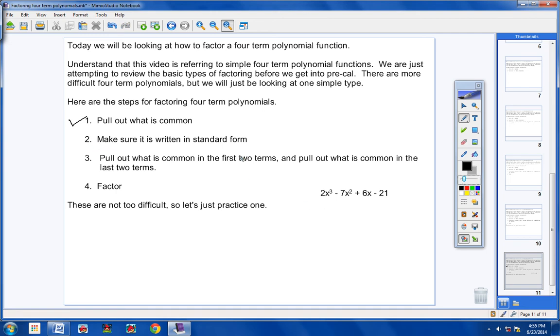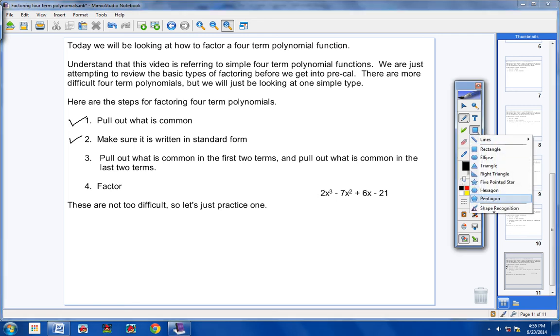Number two, make sure it is written in standard form, and we've done that. We have 2x cubed, 7x squared, 6x to the first power, and then your constant term here. So it is written in standard form. Now step 3 says pull out what's common in the first two terms. Okay, so we're going to do that. We're going to pull out what's common in the first two terms in just a second here.